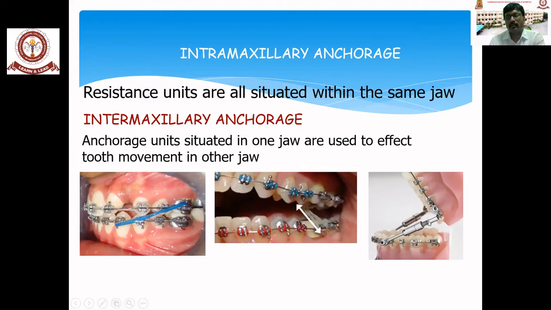Also, a forsus appliance or a Herbst appliance or a telescopic appliance is used to reposition the mandible forward, such as your fixed functional appliance. Here again, your maxillary jaw will act as an anchorage for the mandible, and the mandible acts as an anchorage for the maxilla.